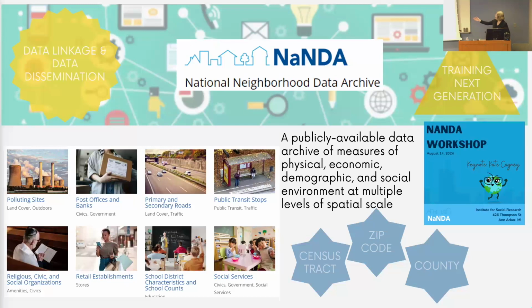They're also doing fantastic trainings. There was a really neat workshop this summer hosted by NANDA, where our ISR director gave the keynote, to promote the use and exciting aspects of these NANDA data. And I'm sure my colleagues would be delighted to help you use it.